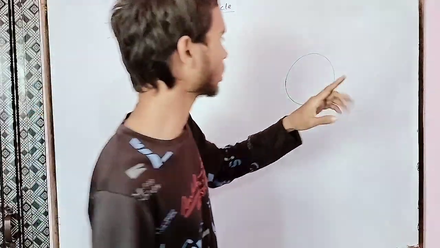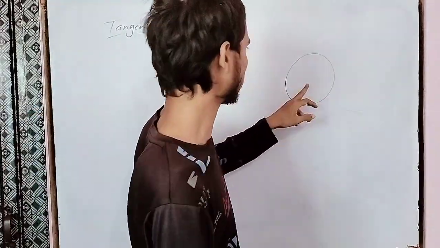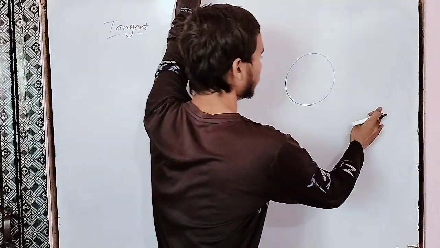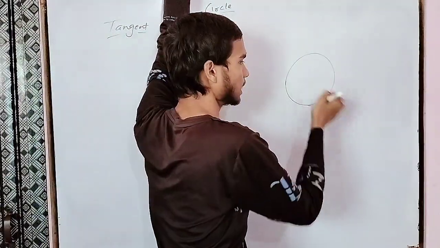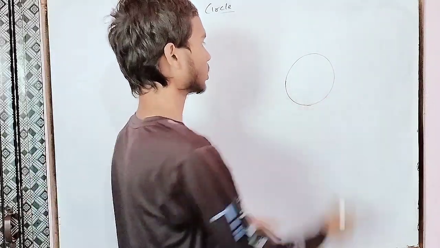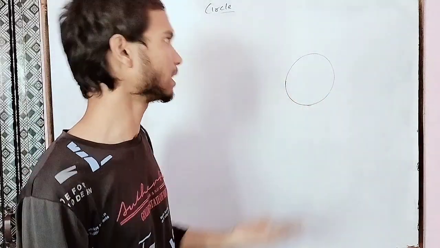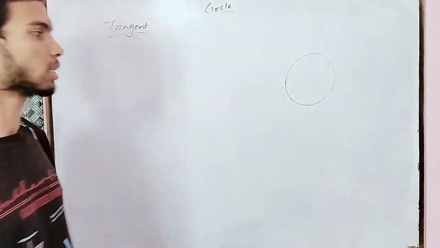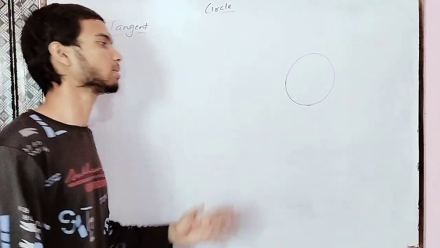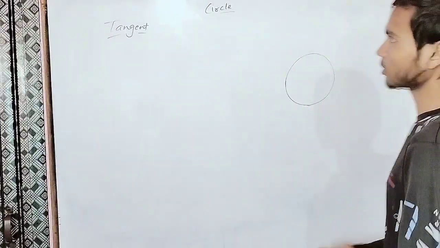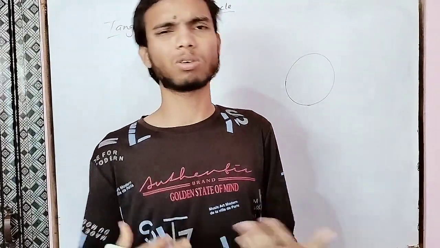First, as you know, there are 3 parts: interior, exterior, and on the circle. Now, interior points: these points that are inside of the circle will be considered as interior points of the circle. Points that are outside of the circle will be considered as exterior points. Points that are on the circle will be considered as points on the circle.